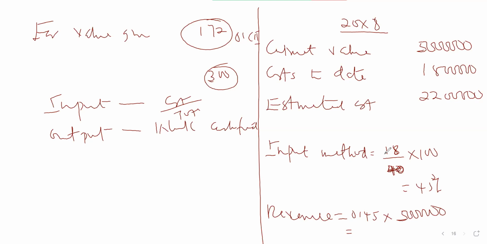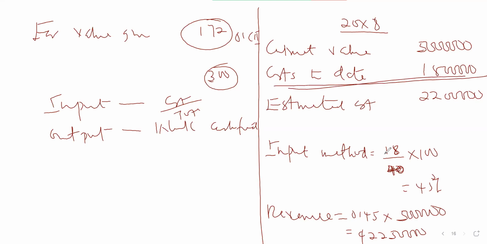What are we getting? 2.25. Okay, I'm getting 2.25. So 2.25. That is the revenue. You only recognize 45% of the revenue because you have completed 45% of the work. So the revenue that you are going to recognize will be 45% of the revenue. But what will be the cost that you are going to recognize? The cost will still be the same as the cost to date.